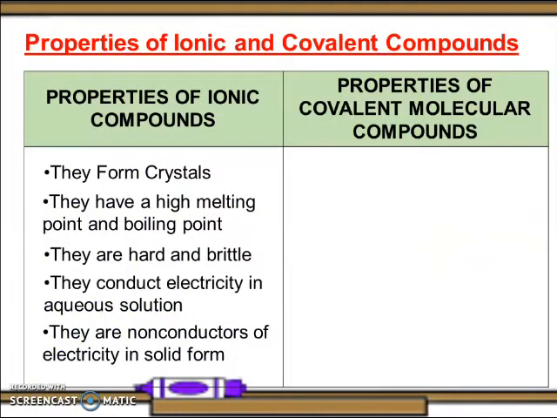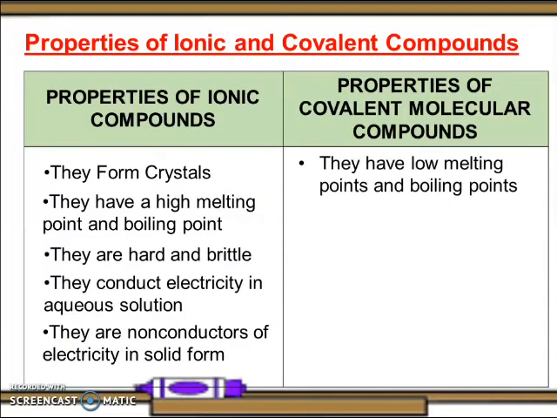Now let's proceed to the properties of covalent molecular compounds. First, they have low melting points and boiling points. The covalent bonds between atoms are quite strong, but the intermolecular forces, the attraction between molecules, can be relatively weak. The addition of a small amount of energy separates these molecules easily. Therefore, they have low melting and boiling points.